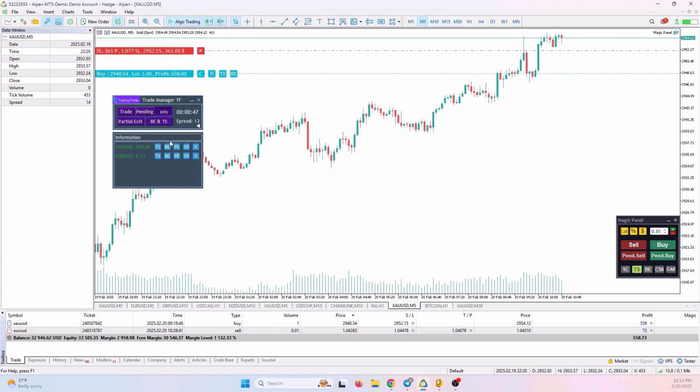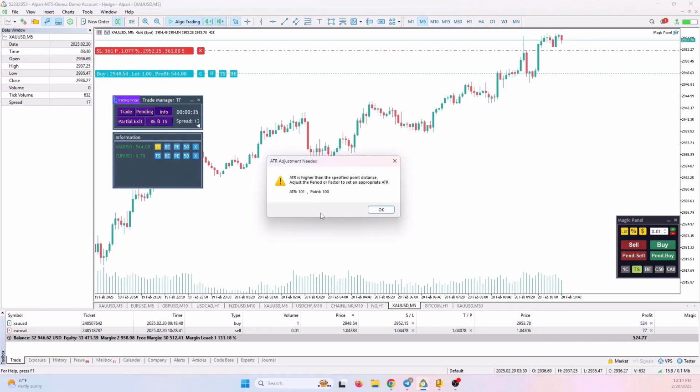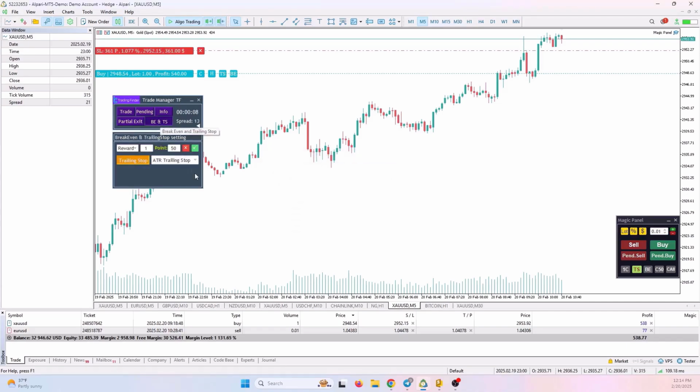When this message appears again, the trailing stop gets deactivated. So it's better to set this amount to, for example, half, which is a multiplier given to the ATR value. Now, for example, I've received this alarm again indicating that the ATR is 101 and we said it should go more than 100 points into profit. We can also adjust the point amount, so I can set this to 150.